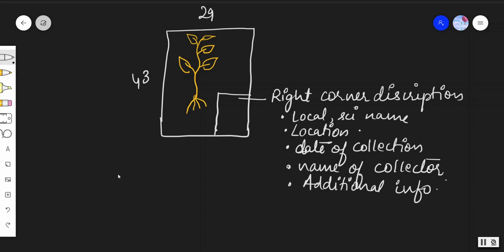Clear? Today we have discussed zoological park, museum and herbarium. Now in the next video we are going to discuss key, monograph, manual and flora.